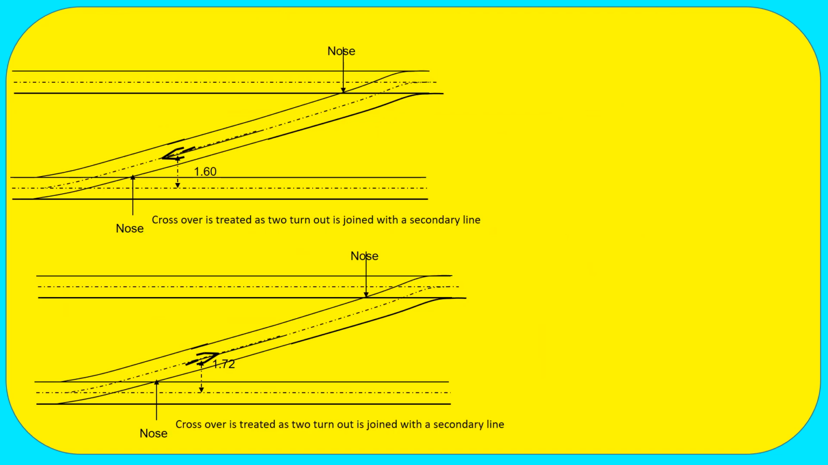Friends, here we have shown a crossover between the two running lines. The connecting line is called a crossover.